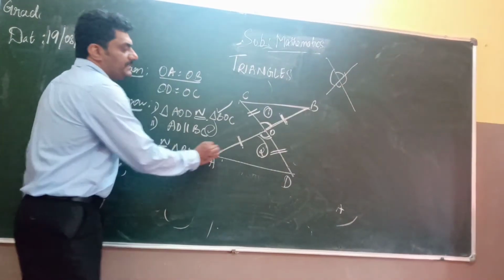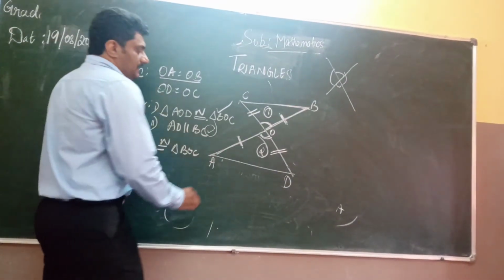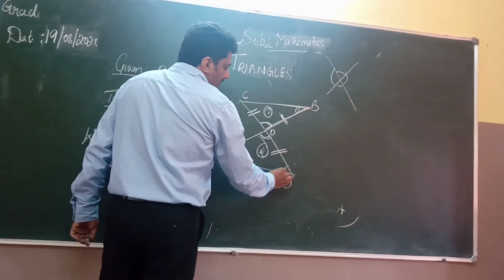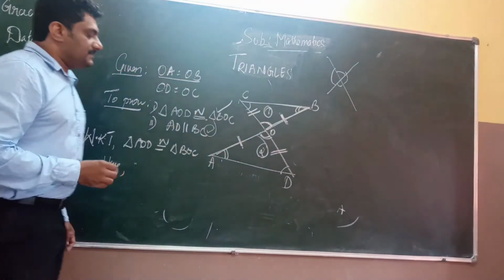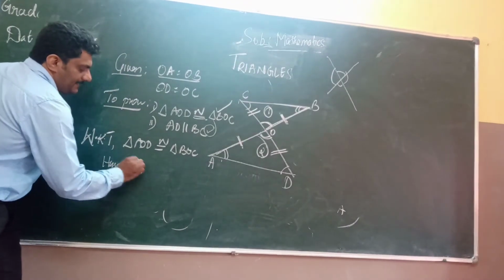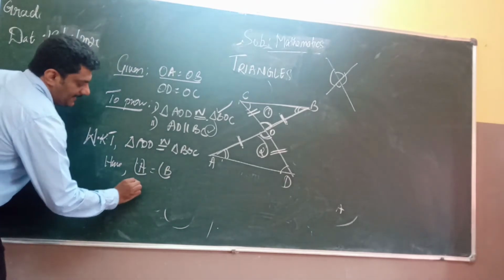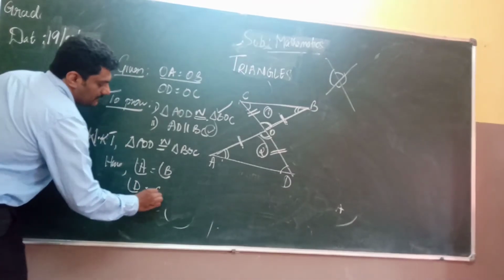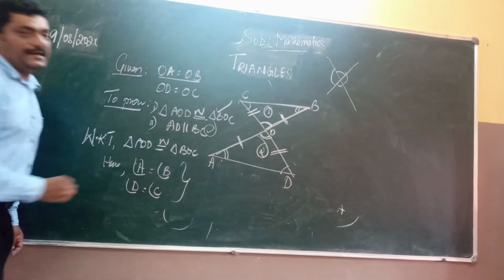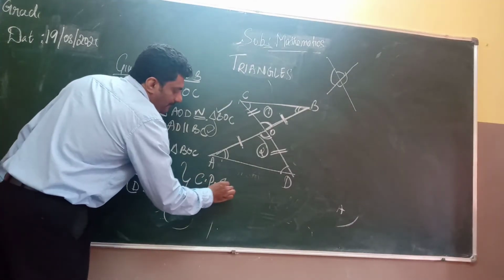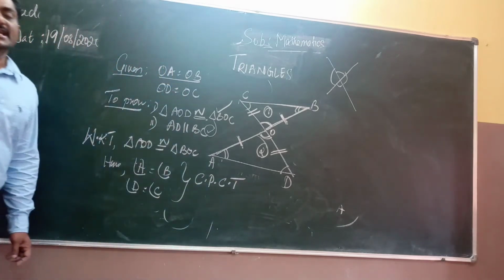which are the corresponding parts? This angle, this angle, this angle, this angle. So can I write angle A is equal to angle B and angle D is equal to angle C? Why are these two equal? Because corresponding parts of congruent triangles are equal.